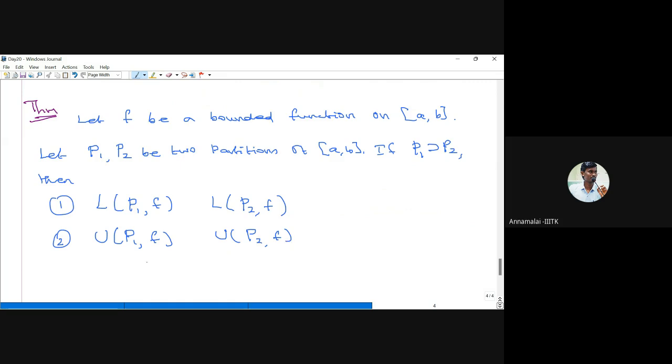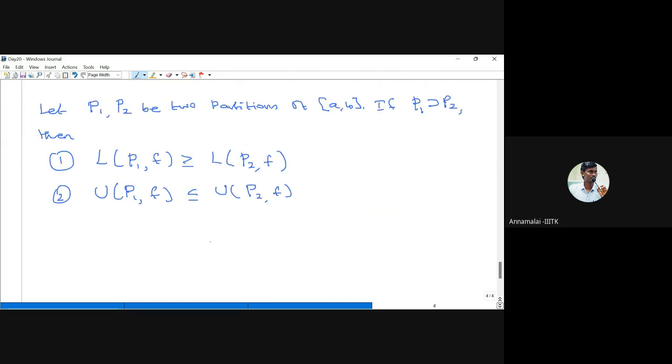Now P1 contains more points. Therefore, the lower sum of P1 is bigger than the lower sum of P2, because P2 contains fewer points. But here we get less than or equal to. Now the lower sum is always less than or equal to the upper sum. Even if you take P1 or P2, the lower sum of any partition P1 comma f is always less than or equal to the upper sum of any partition P2 or P1 or anything. Okay, but this is less than or equal to U of P2 comma f; anyway, we know this one.